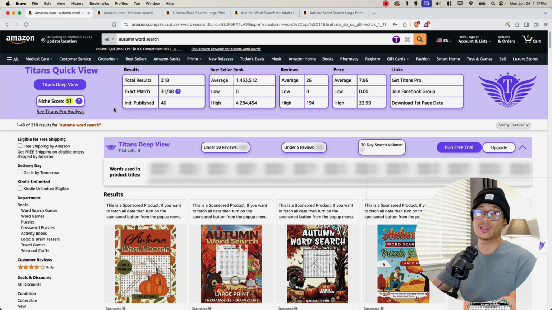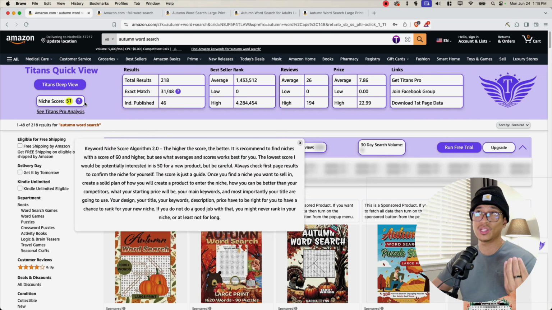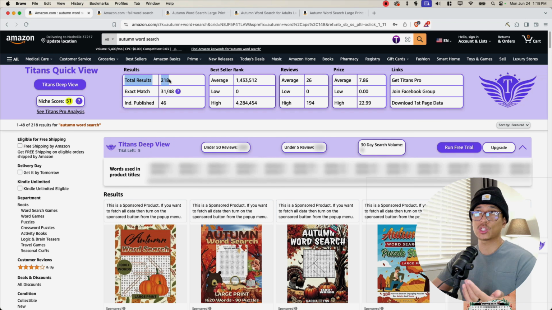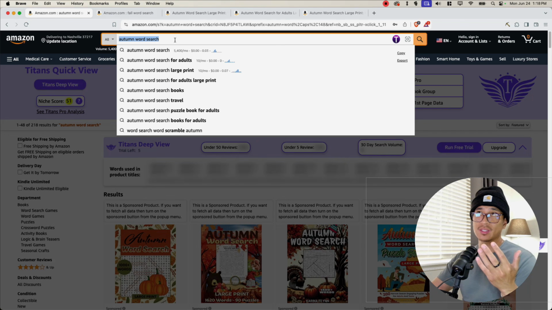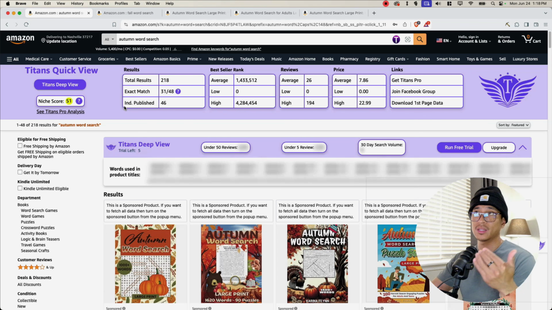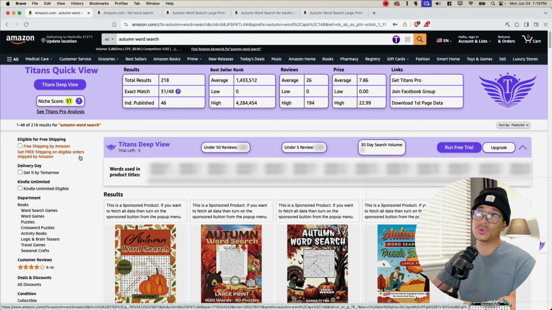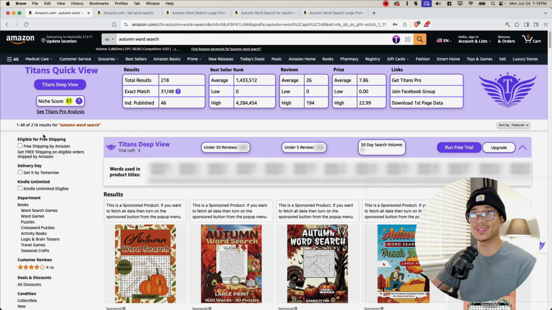But basically, it gives me a lot of information, things like niche score, as well as the actual total results, and then the exact match of this keyword in the books that are on the first page. How many books are independently published, aka how many books are KDP books, as well as bestseller ranks, reviews, and the price. But the very first thing that I do when I'm looking into a niche is always the search results. And right here, we're seeing 218 search results.